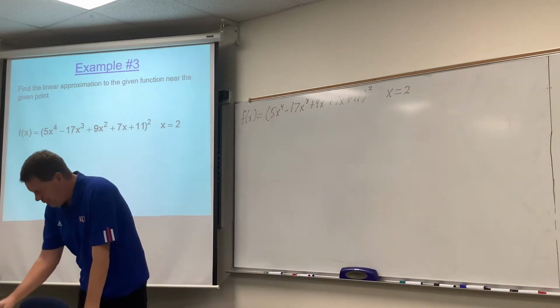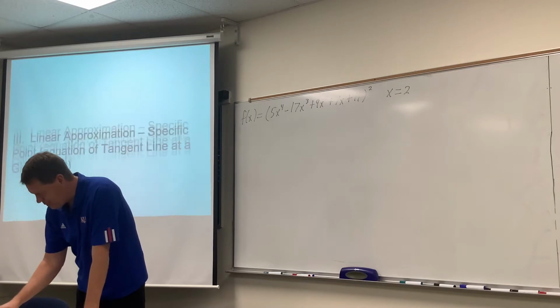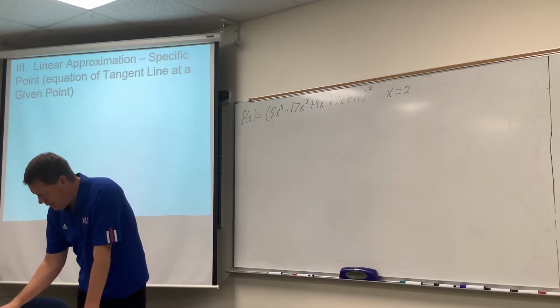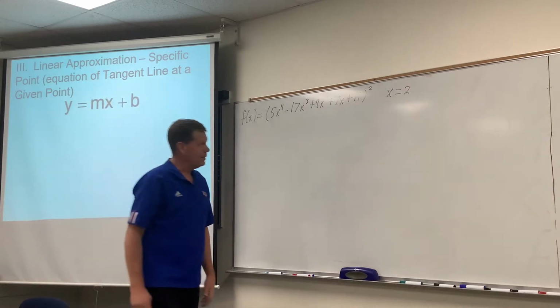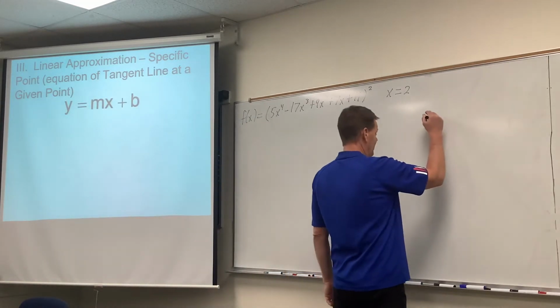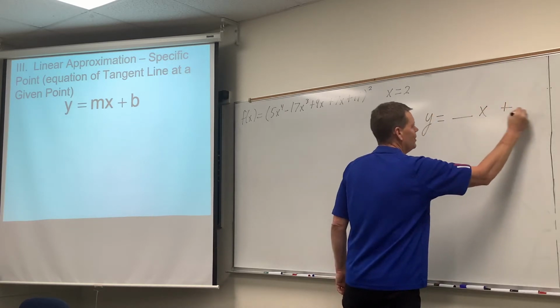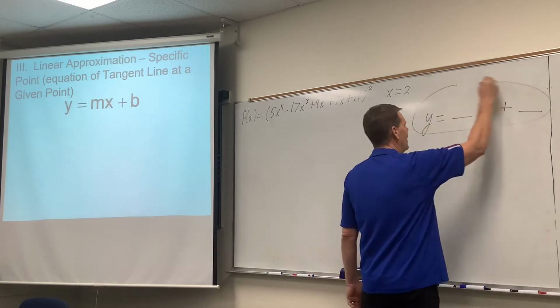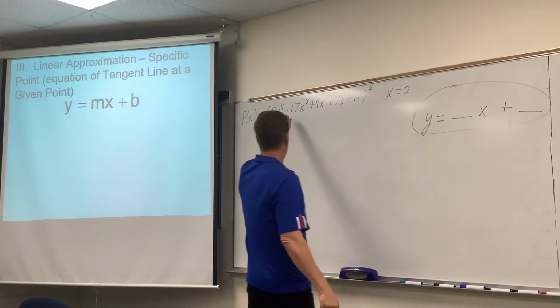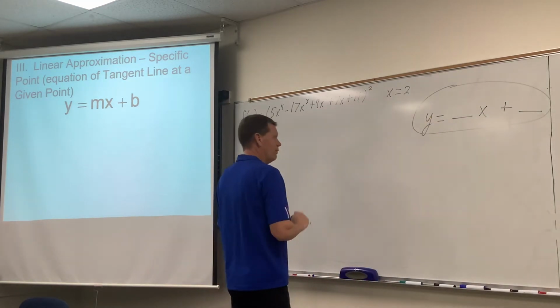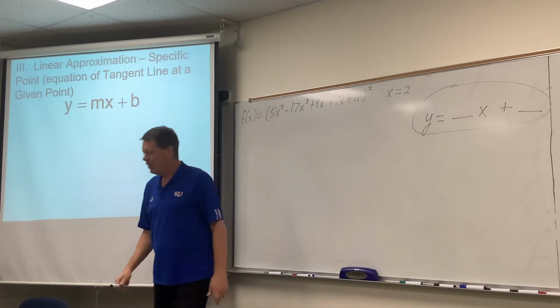But you guys know the idea here, we've seen this multiple times. If we want to find a linear approximation, Roman numeral 3, it's the equation of the tangent line. That's it. So this is nothing new. y equals mx plus b. We're going to write the equation of a tangent line for that curve at that specific value of x. We know the drill.